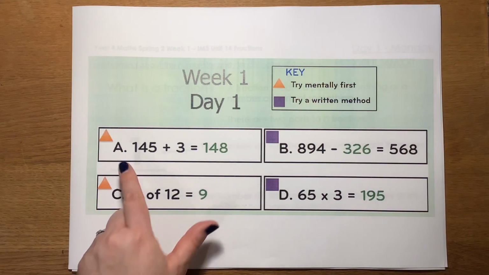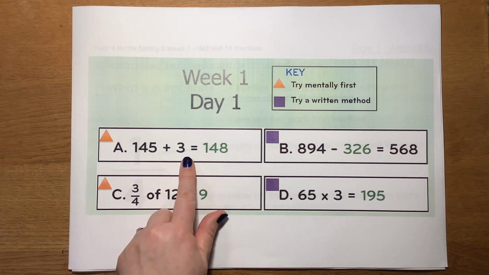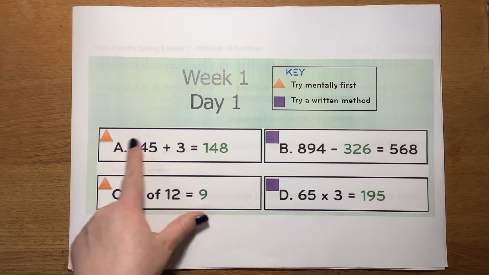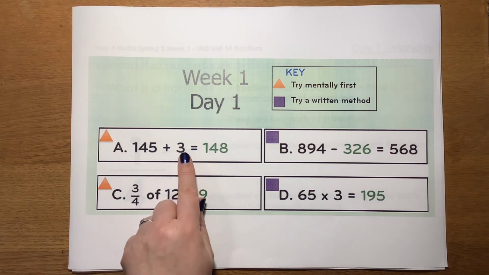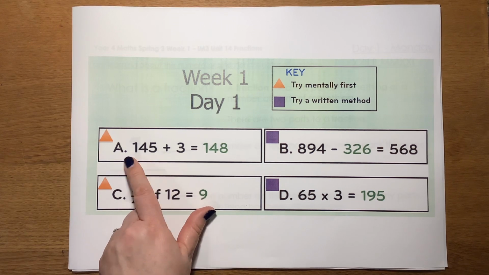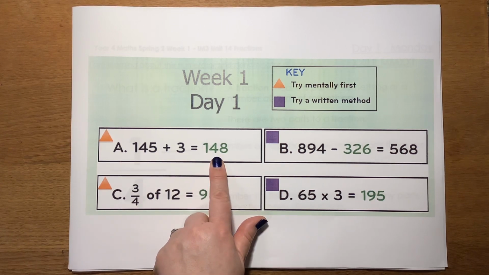So hopefully you were able to carry out this one mentally, and you know if you're adding 3 ones on to 5 ones, you don't need to count 145, 146, you can add 3 to 5, which is 8, so we know the answer is 148.